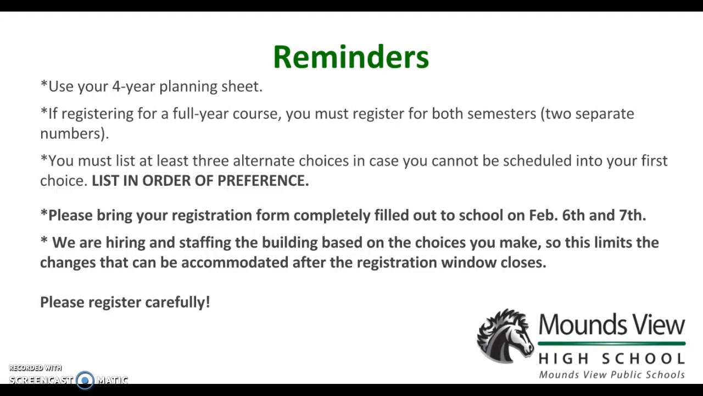Just some reminders here. Please use your 4-year planning sheet as you go through the process. Remember to register for full-year courses with both semesters. They're usually 2 separate numbers. You must list at least 3 alternative choices in case you cannot be scheduled into your first choice. List in order of preference. Please bring this registration form completely filled out to school on February 6th and 7th, as it's very difficult for us to make changes after the registration window closes, so please make sure you're balancing that appropriately.